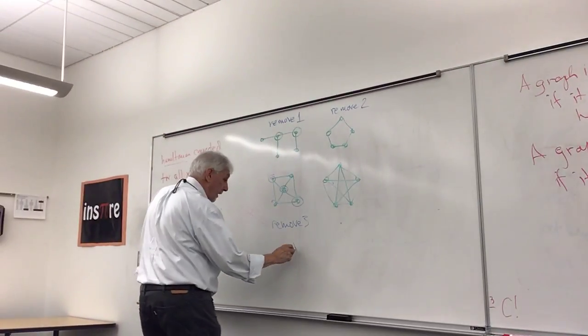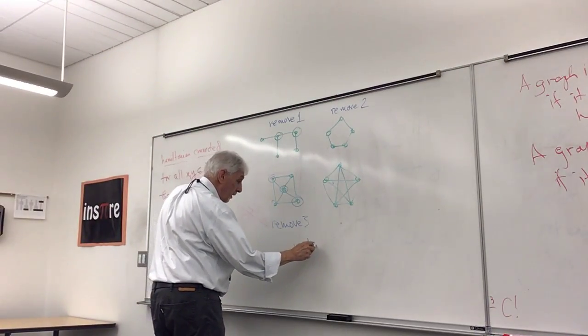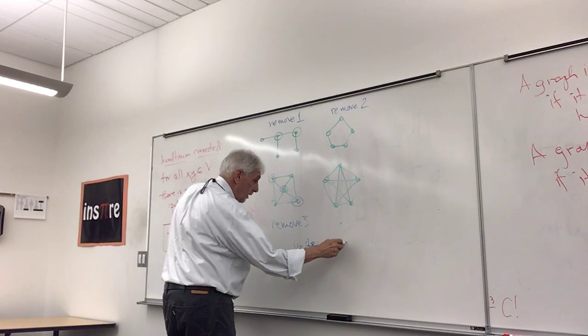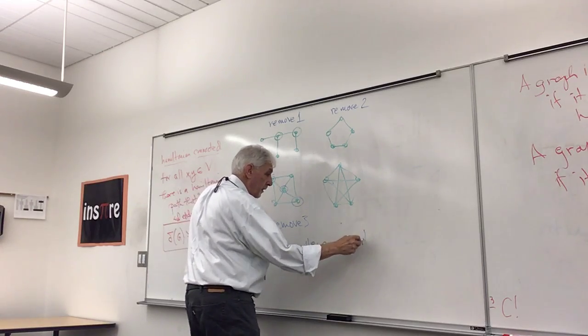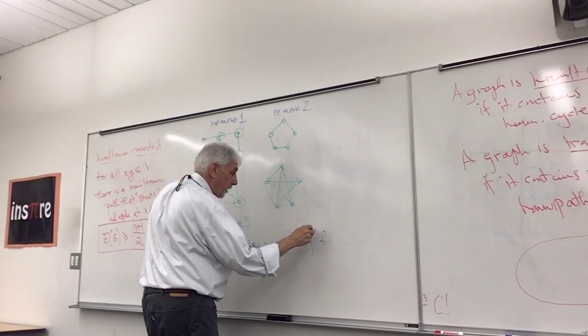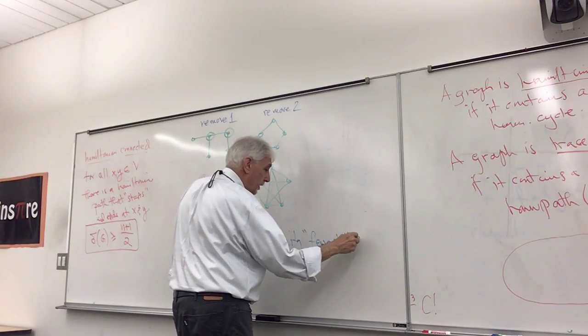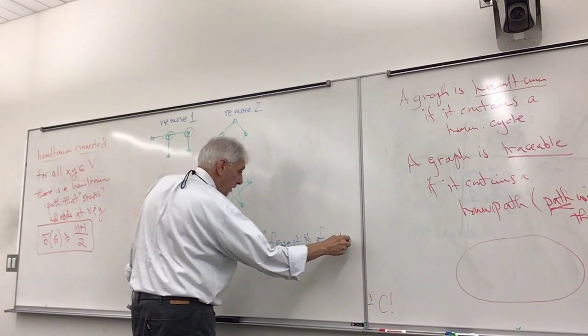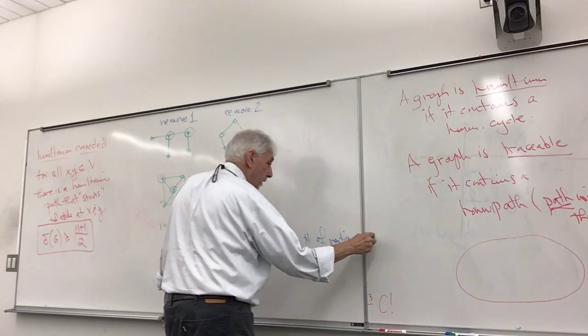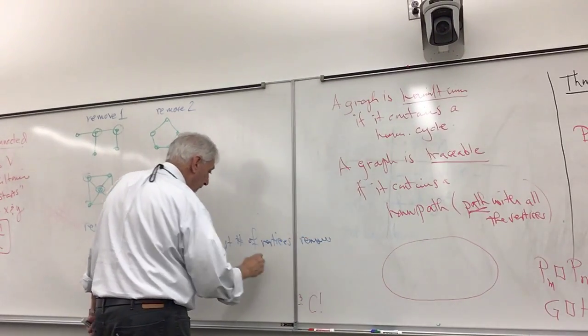So vertex connectivity: fewest number of vertices removed to disconnect.